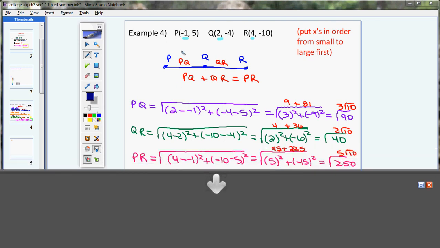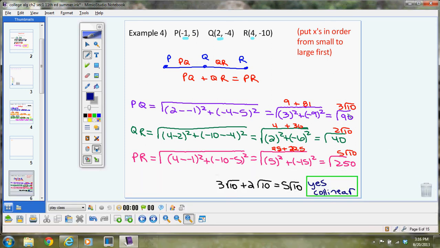Next, I'm going to do the whole line, P to R. So I have 4 minus -1 squared plus -10 minus 5 squared. 4 minus -1 is 5, and 5 squared is 25. -10 minus 5 is -15. -15 squared is 225. You add that up and you get square root of 250, which would be 5 square root of 10.